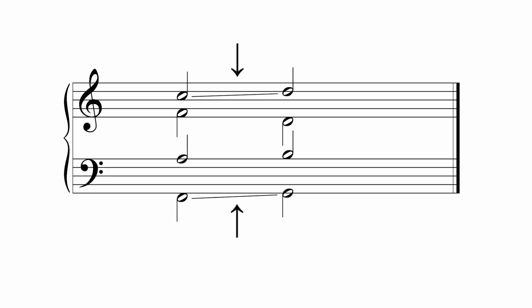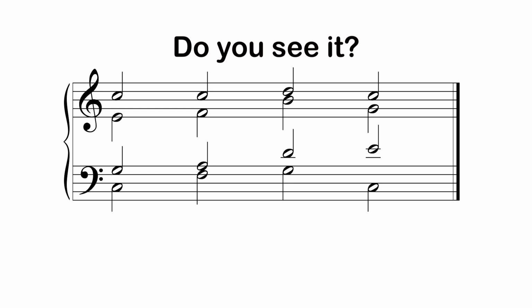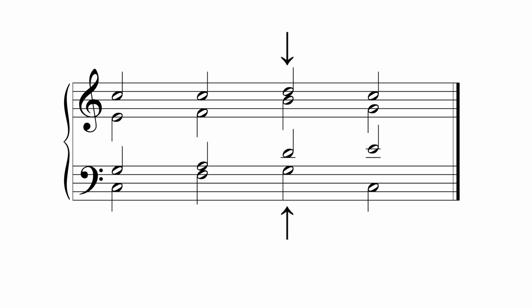So avoid parallel fifths in four-part harmony. Also avoid parallel octaves in four-part harmony. Why are parallel fifths and octaves avoided in four-part harmony? Because parallel fifths and octaves tend to leave a blank space in the musical texture. It sounds like a voice has disappeared.